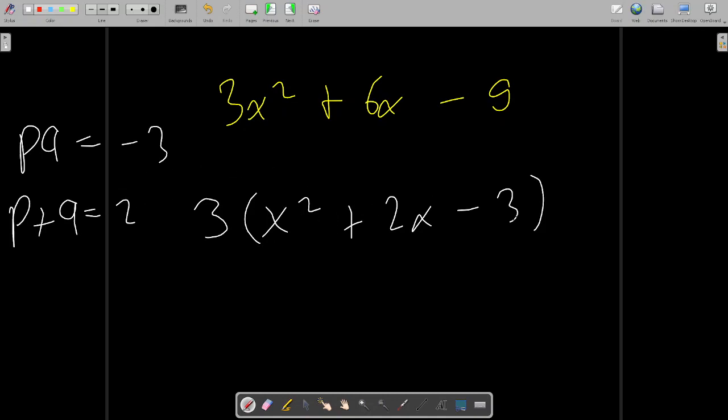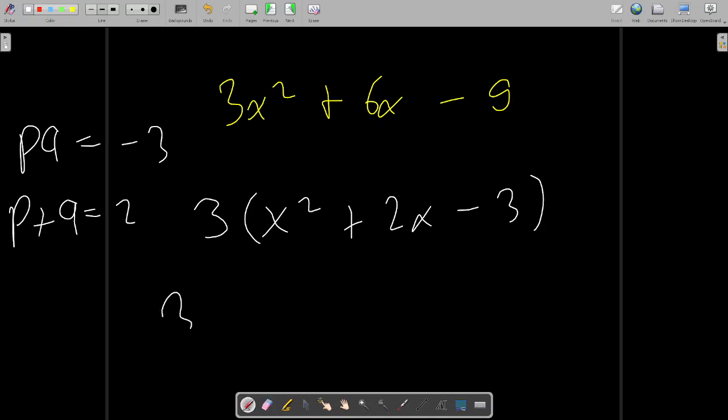Let's just see. How about negative 3 and 1? Negative 3 times 1 is negative 3. Negative 3 plus 1 is negative 2, so that's not the answer, because we're looking for 2, not negative 2. Next one is 3 and negative 1. 3 times negative 1 is negative 3. 3 minus 1 is 2, and that is the answer.